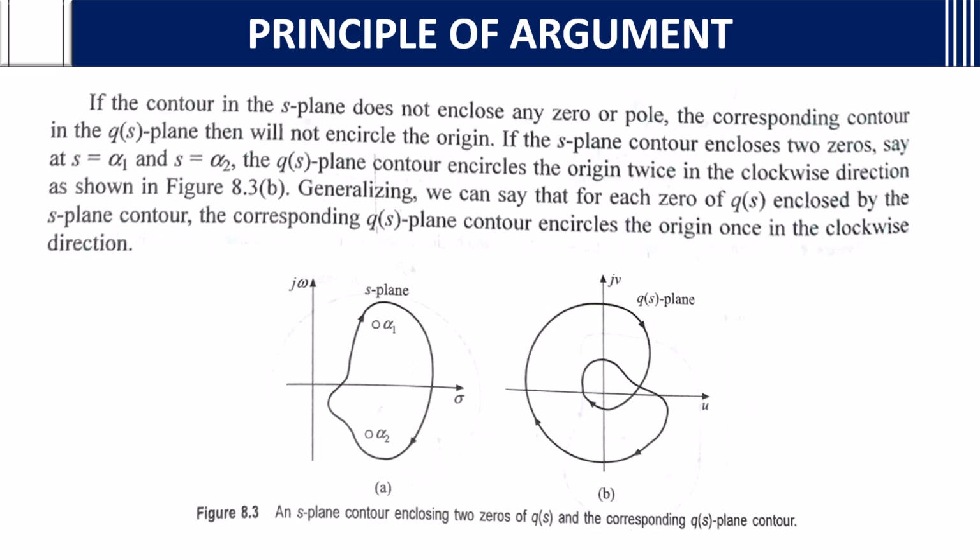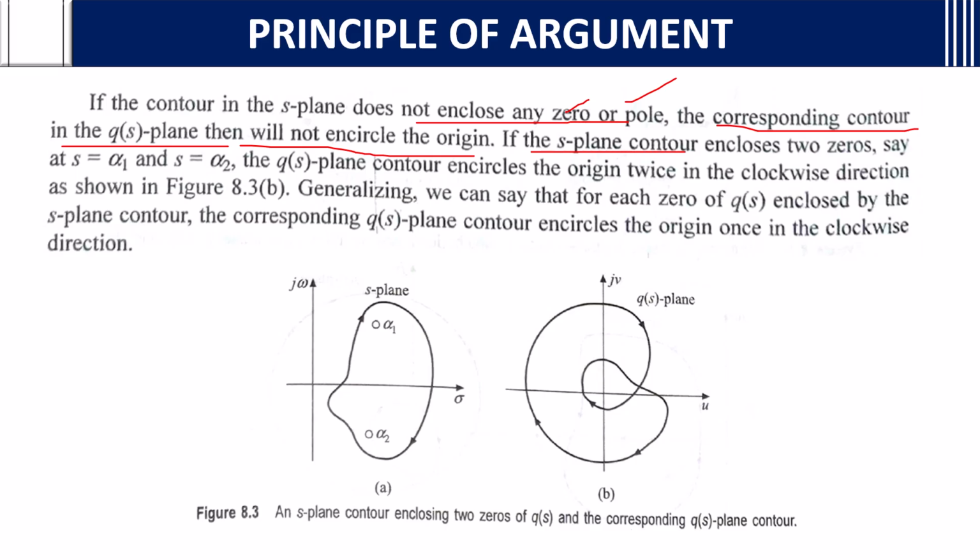If the contour in the S-plane does not enclose any zero or pole, the corresponding contour in the Q of s plane will not encircle the origin. Previously we saw that when the contour encloses a zero, it encircles the origin. Here, when it does not enclose any zero or pole, it will not encircle the origin.